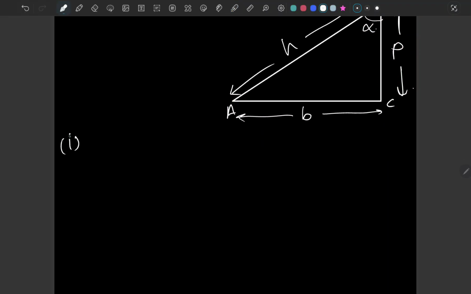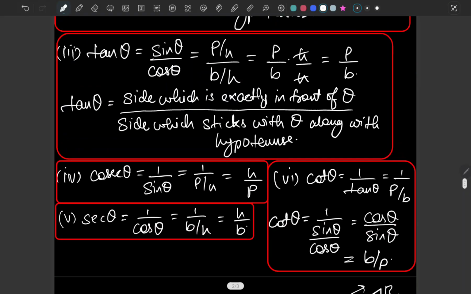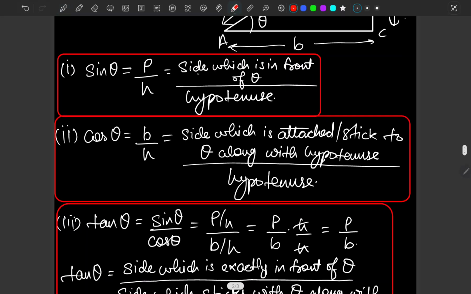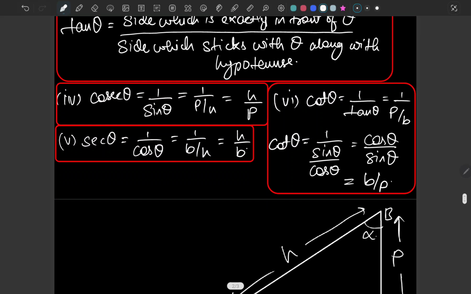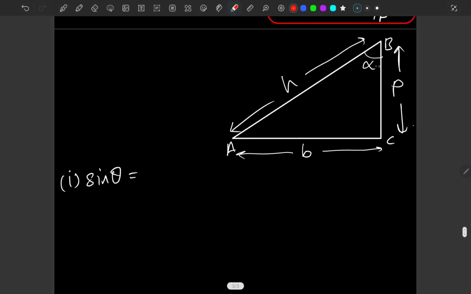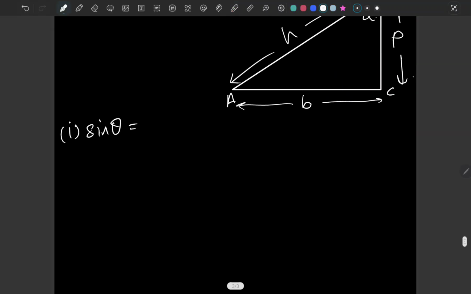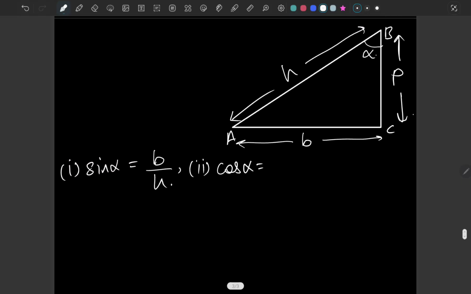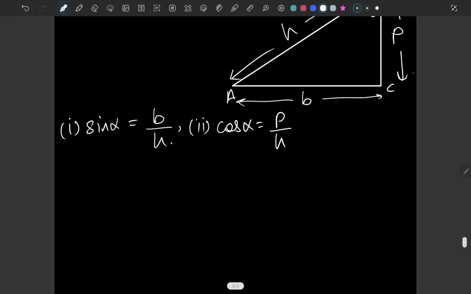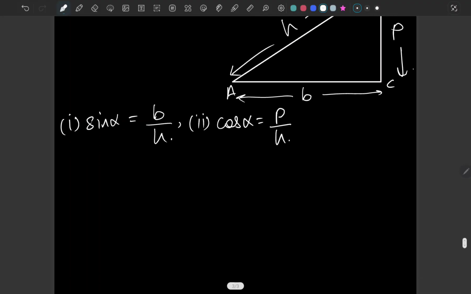So firstly sine theta is going to be, let's just come back to the definition. It's the side which is in front of theta. For our case it's alpha, so the side which is in front of alpha is this b, right? So it's b over h. Oh, I made a mistake here, it's not theta, actually it's alpha. And for cosine alpha it's p over h, because p is now base with respect to alpha.